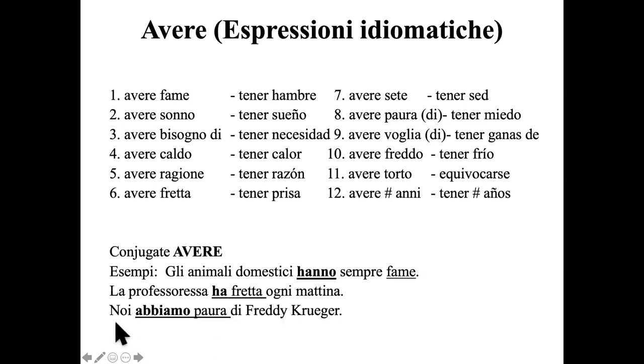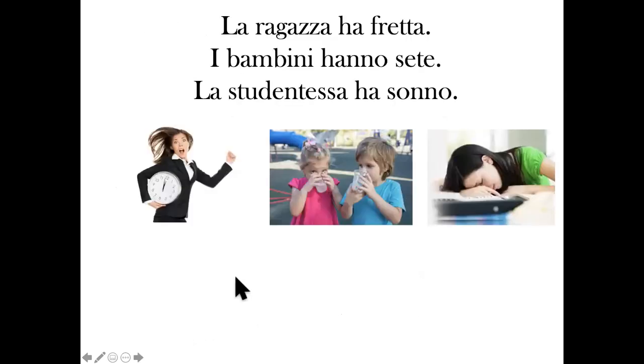E poi, ultimo esempio, noi abbiamo paura di Freddy Krueger. This is just the noi and abbiamo. Paura means fear. We have fear from Freddy Krueger, meaning we're afraid of him. Bene. So, esempi, la ragazza ha fretta. La ragazza, lei ha fretta. La ragazza is the young lady or the girl, ha fretta, she's in a hurry.